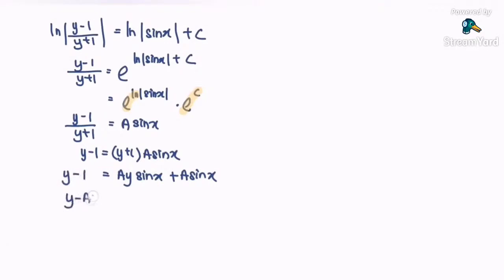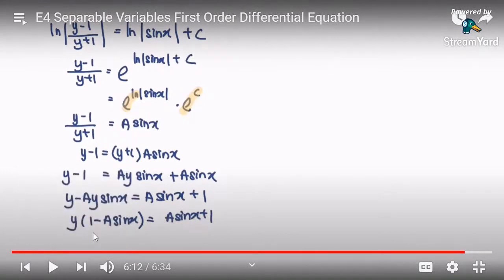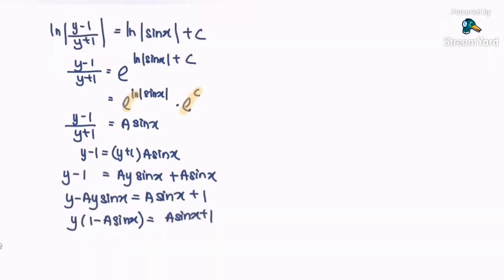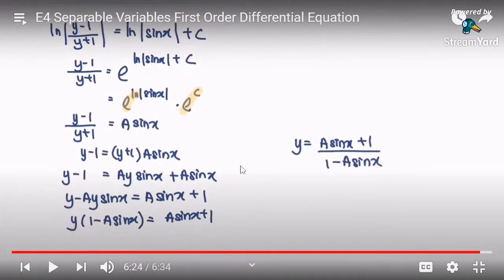y minus ay sin x is equals to a sin x plus 1. Factor the situation. y bracket 1 minus a sin x is equals to a sin x plus 1. Boleh nampak? Saya dah berjaya pisahkan x dengan y. Next, saya nak y sahaja. So saya pun transfer. Finally, we will have y is equals to a sin x plus 1 over 1 minus a sin x. Boleh ikut?